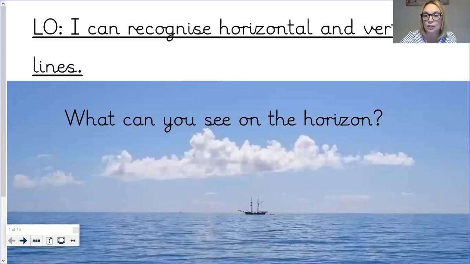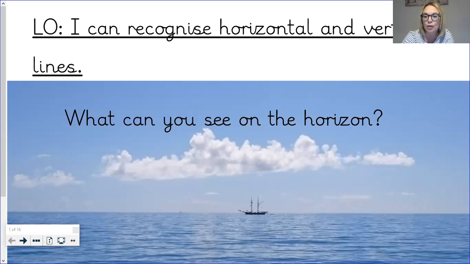Now, they are words you may or may not have heard before. So first of all, have a look at the picture on the screen. It says, what can you see on the horizon? You can see a ship on the horizon. You can see the clouds on the horizon, the sky. The horizon is where, as far into the distance as you can see, the land, or in this case the sea, meets the sky. So the horizon is the line in this picture between the sea and the sky that runs right across that photo. Now that gives you a clue, because the horizon is creating a horizontal line.